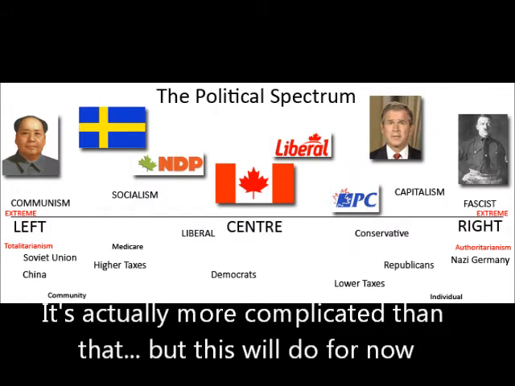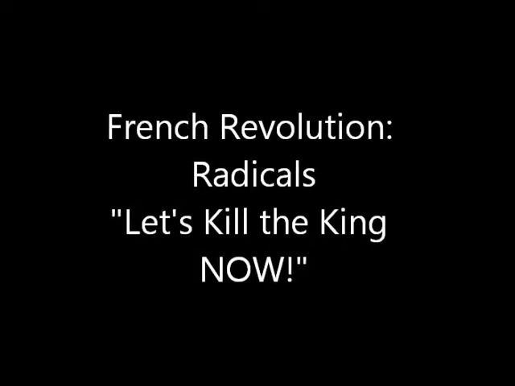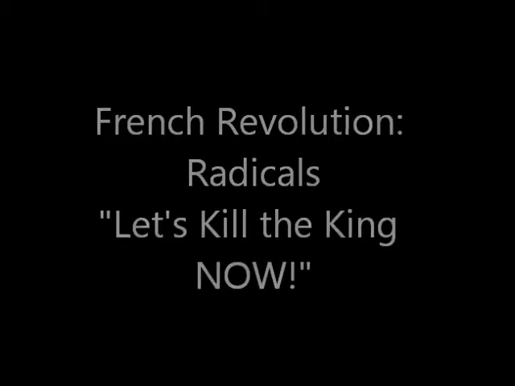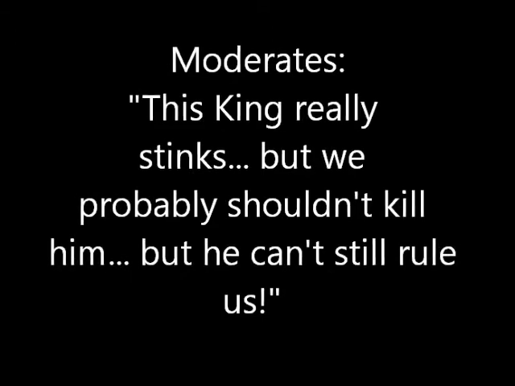Radicals are considered left-wing, moderates are in the center, and right-wing people tend to be more conservative and want fewer changes. In France, the radicals wanted complete change, and they wanted to kill the king immediately. The moderates were somewhere in between in their beliefs or undecided, and the conservatives in France wanted a constitutional monarchy. They still wanted to have a king.